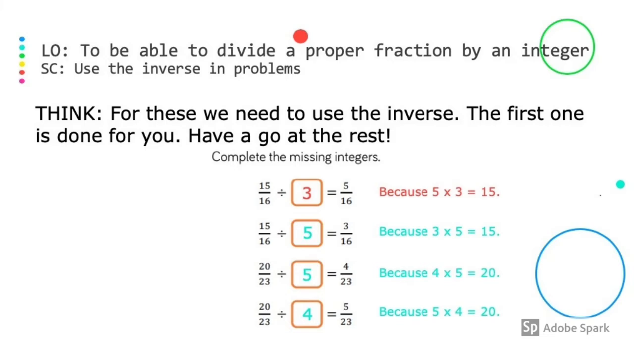And here are the answers. So 15/16 divided by 5 equals 3/16 because 3 times 5 equals 15. 20/23 divided by 5 equals 4/23 because 4 times 5 equals 20. 20/23 divided by 4 equals 5/23 because 5 times 4 equals 20. Remember, when we divide fractions, we are only dividing the numerator. The denominator stays exactly the same.